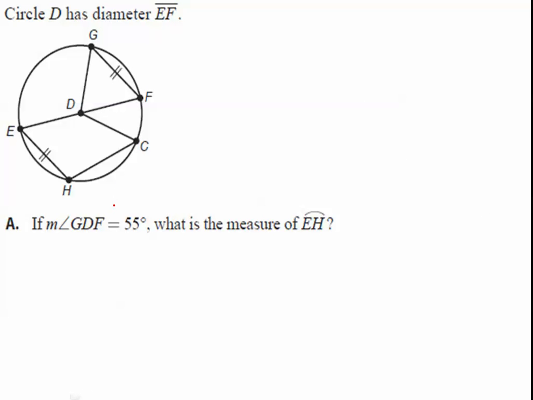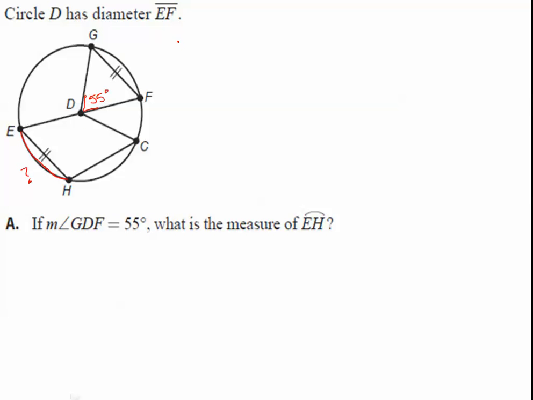Okay, it says circle D has a diameter of segment EF. The question they're asking is if the measure of angle GDF is 55 degrees, what is the measure of the arc EH? Okay, so GDF is right here. Just marking that up a little bit. They tell me it's 55 degrees. They want to know the measure of this arc right here, EH.